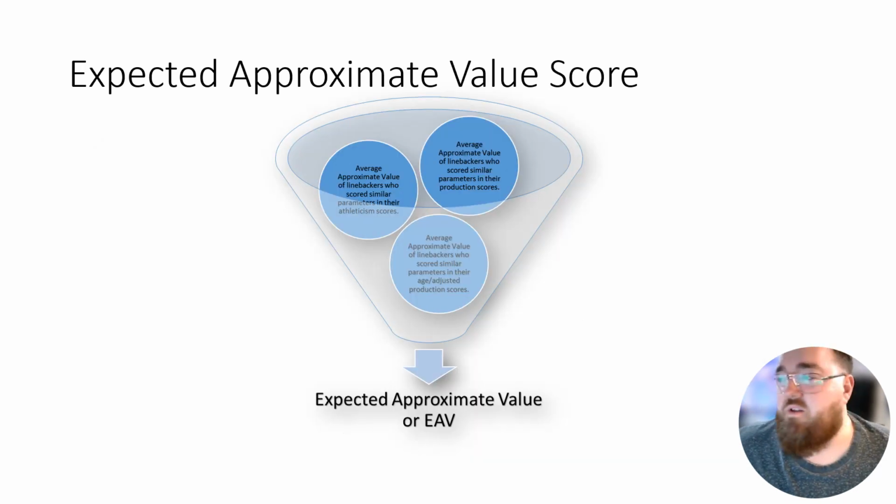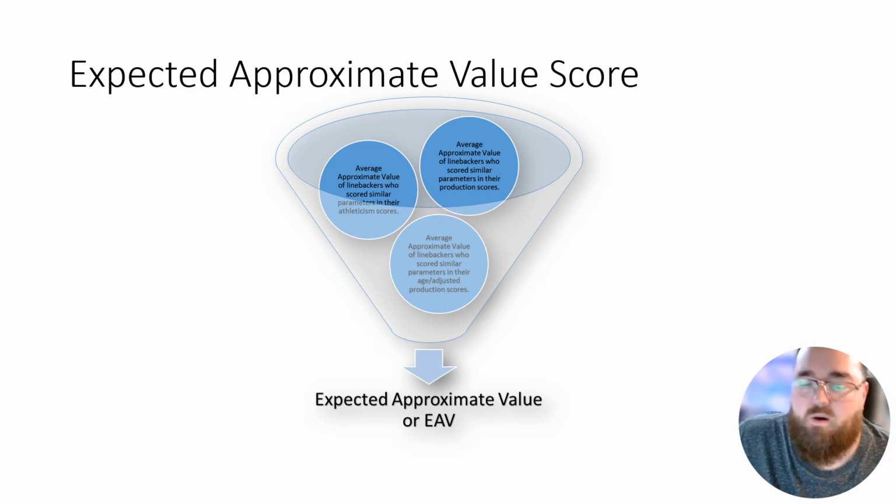Then, of course, when you look at the expected approximate value score, or the data score, this takes a look at things that I do on the metric side of things. So it takes a look at their production as a prospect in college. It takes a look at their athleticism traits. It takes a look at their age and other statistical factors to give them one data grade to judge them based on how well they performed from a data perspective in college.